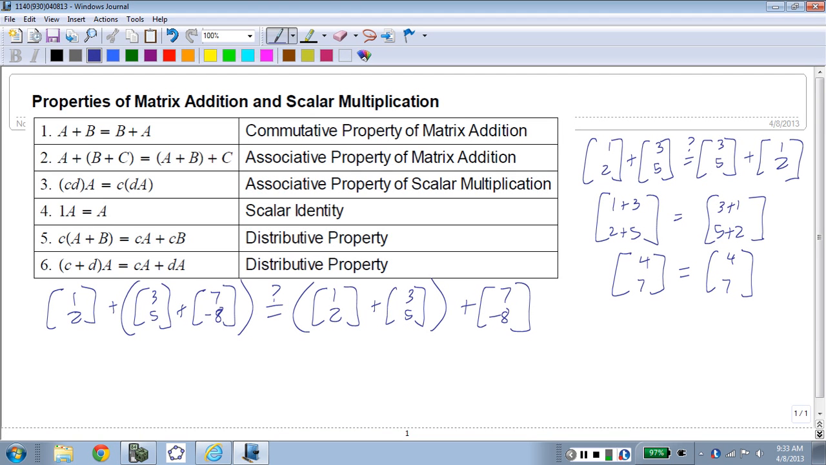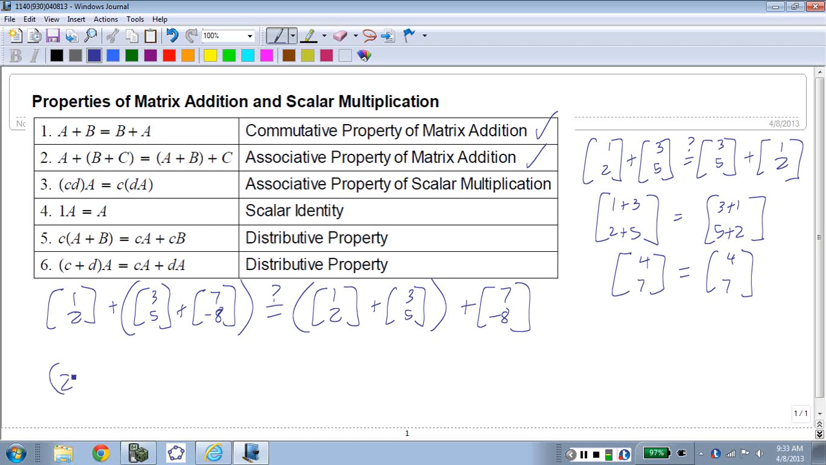Yeah, I believe it would. So for the same reason, because addition of real numbers is an associative operation, you can group them however you like to, and you add them to get the same answer. So matrix addition is commutative. Matrix addition is associative.